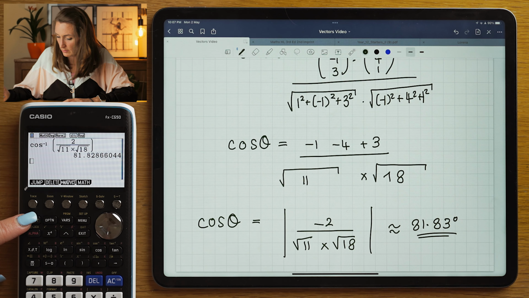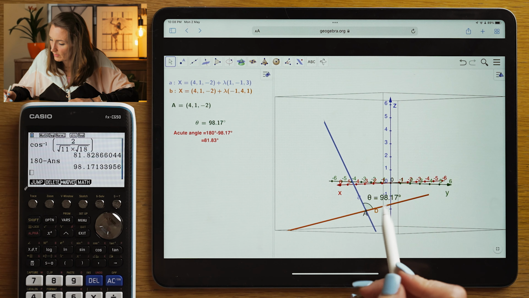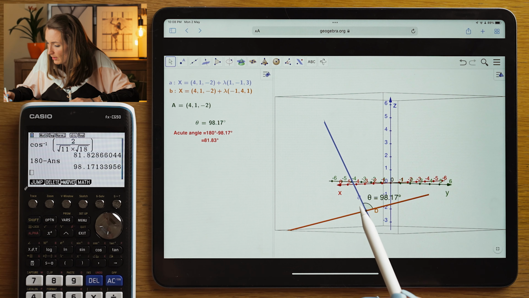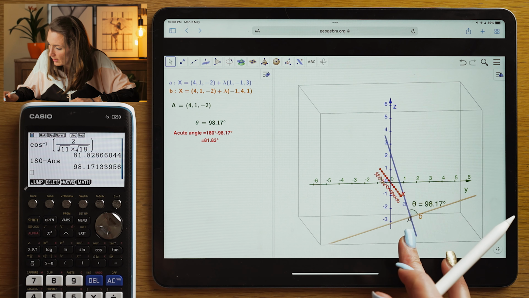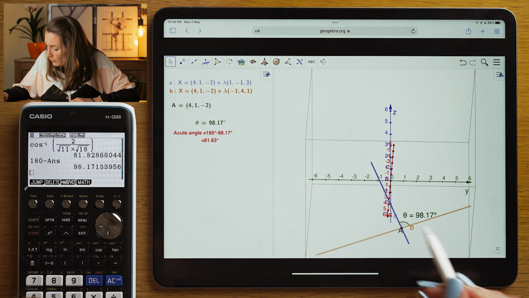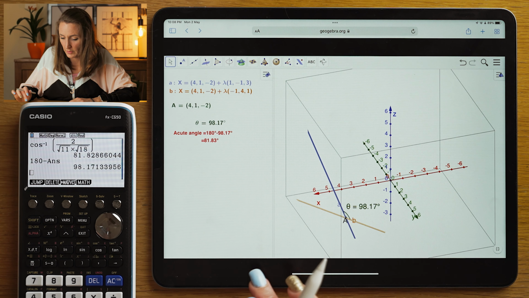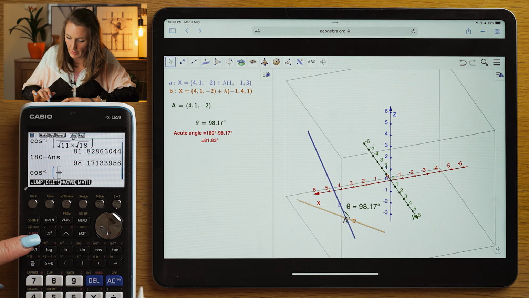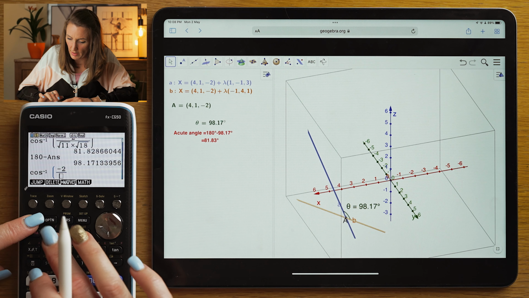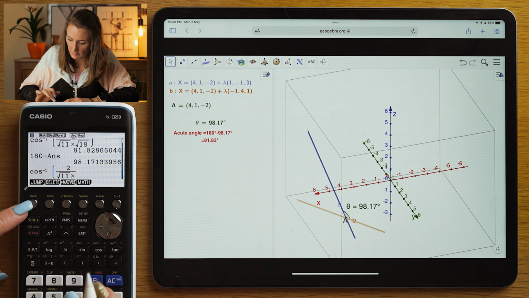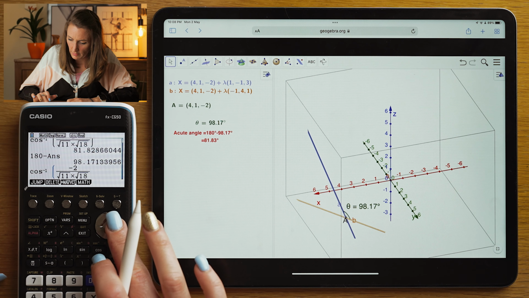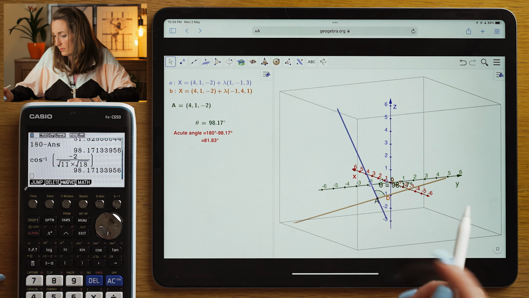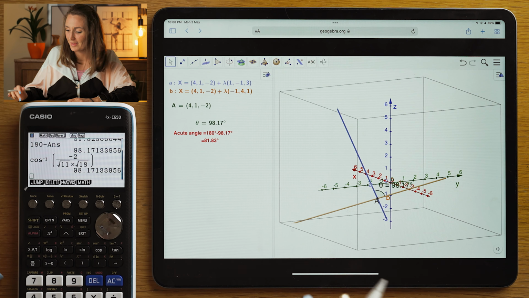81.83 degrees. So you can see here, this is the obtuse angle, which you could get from 180 minus the answer. But I found the other place, which is going to be the acute angle. So you have the acute or the obtuse. It depends what the question asks you for. If I had put it in the calculator with the minus 2 over square root 11 times square root 18, I would have got this obtuse angle there. But I like the little acute one.